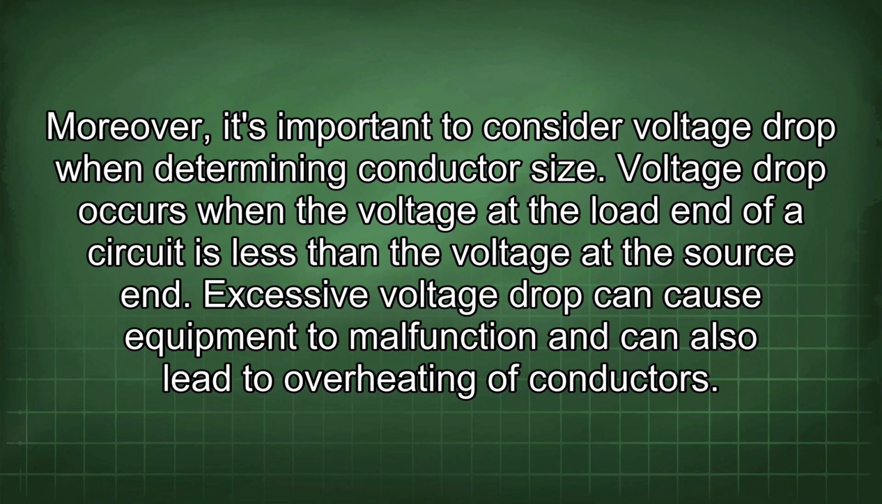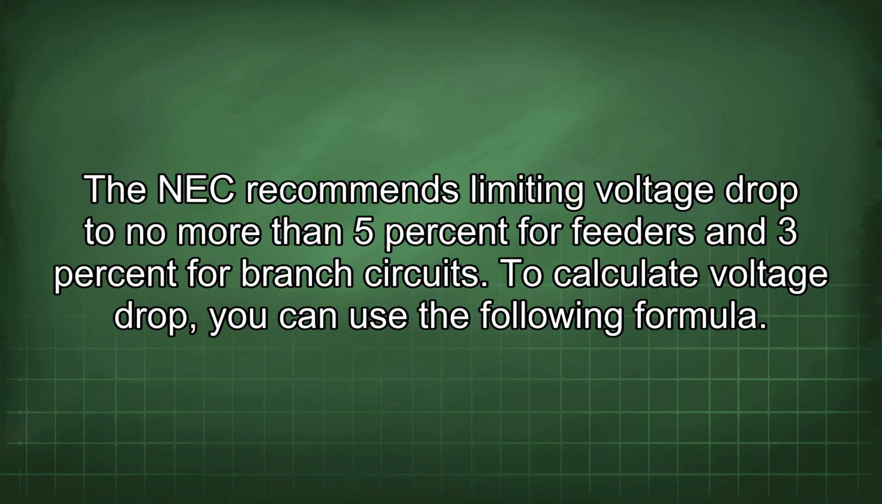Moreover, it's important to consider voltage drop when determining conductor size. Voltage drop occurs when the voltage at the load end of a circuit is less than the voltage at the source end. Excessive voltage drop can cause equipment to malfunction and can also lead to overheating of conductors. The NEC recommends limiting voltage drop to no more than 5% for feeders and 3% for branch circuits.